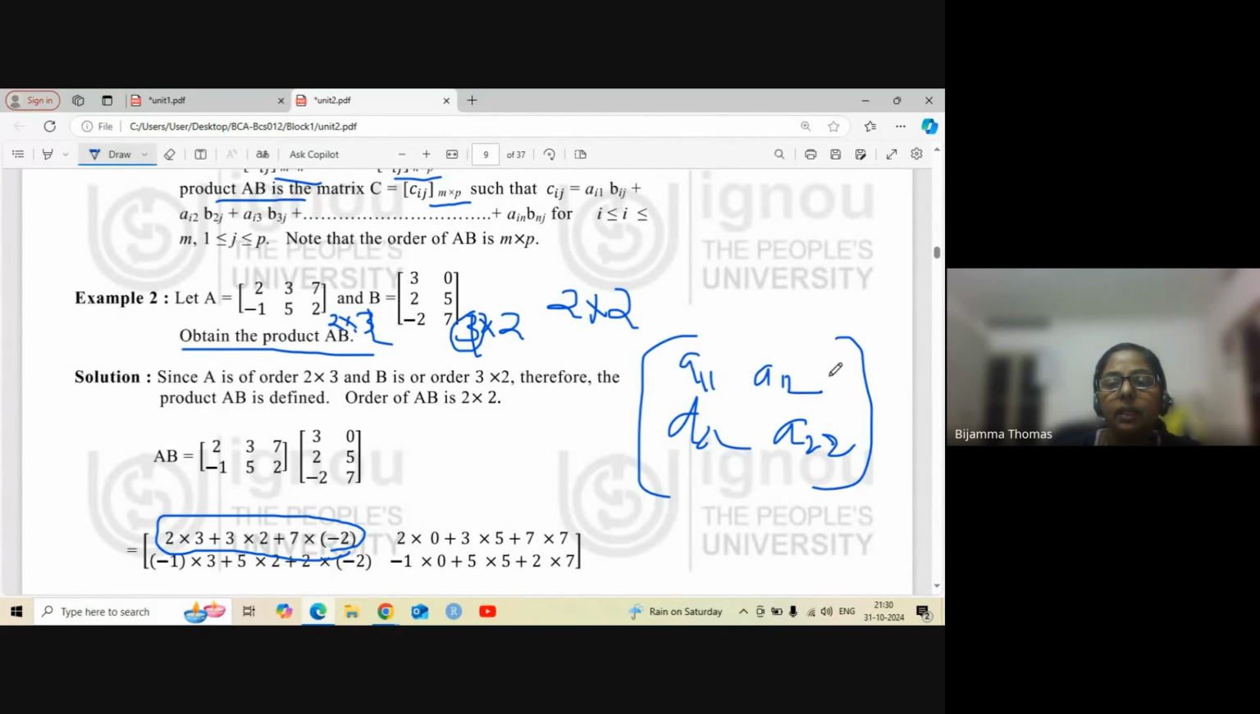We only need to remember this. A11: take the first row, first column element and multiply the corresponding elements. A12: first row of the first matrix and second column of the second matrix. Is it clear? This is A21, element 21. This is our resulting matrix C, or the product AB. This element is A21. A21 means second row multiplied by the first column. This is the second row, the corresponding elements are multiplied and summed up. Is it clear?